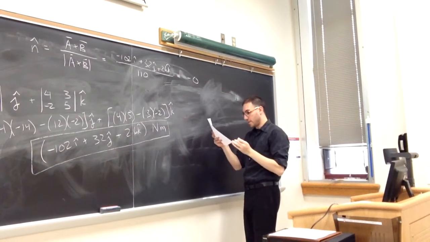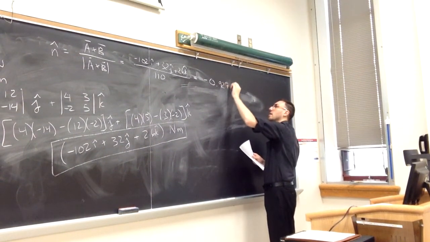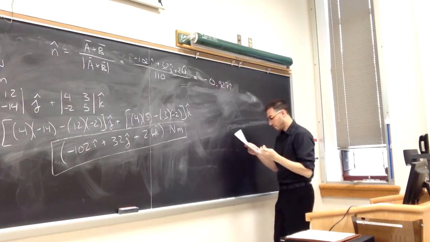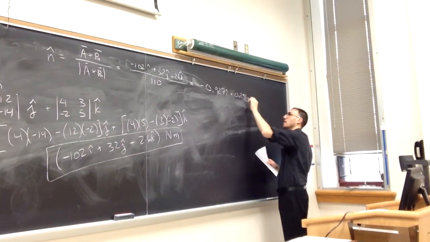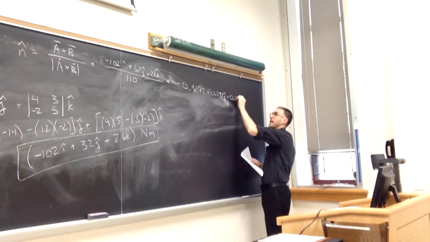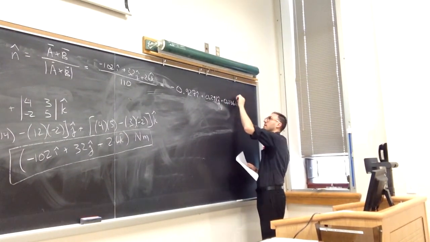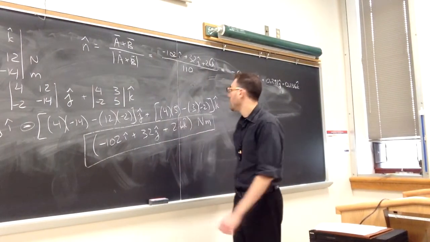So the unit vector is negative 0.927i plus 0.291j plus 0.236k. Final piece, part 3, and this is actually easy.